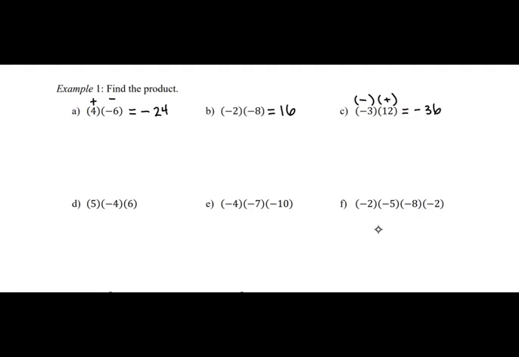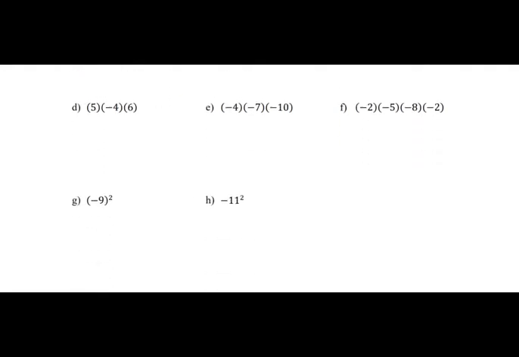Right. So in part A, B, and C, we only had 2 numbers that we multiplied. In the next set of examples, we'll have more than 2 numbers. So we're going to do the first 2, get the answer, and then multiply by the third number. And if it's 4 numbers, we're going to do the first 2, find the answer, multiply by the third, find the answer, multiply by the fourth, and keep going until we have our answer.